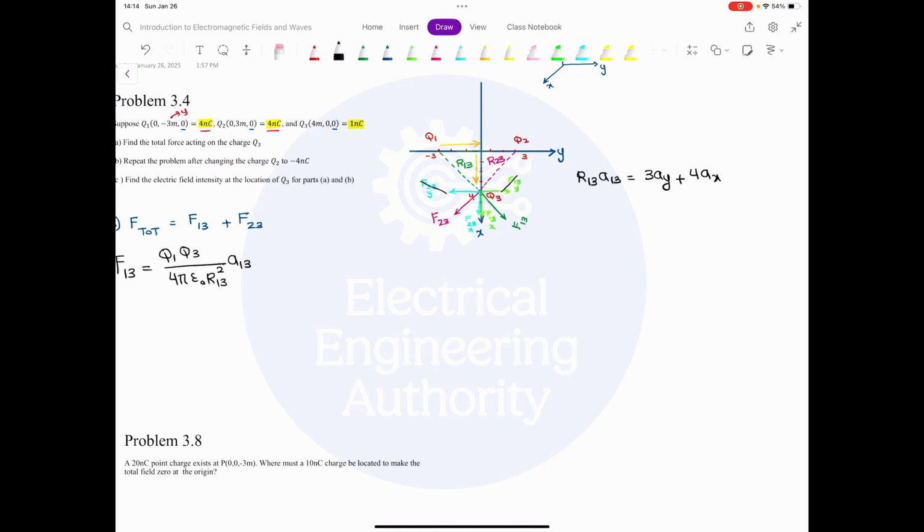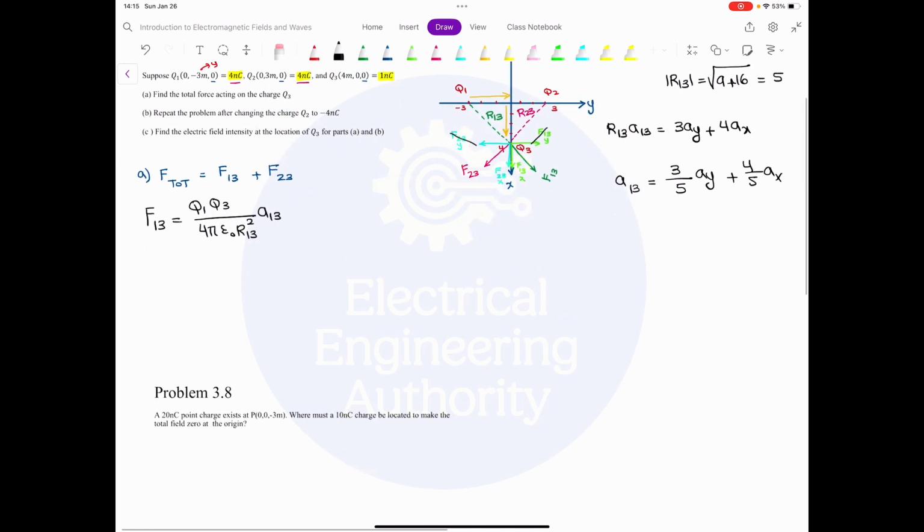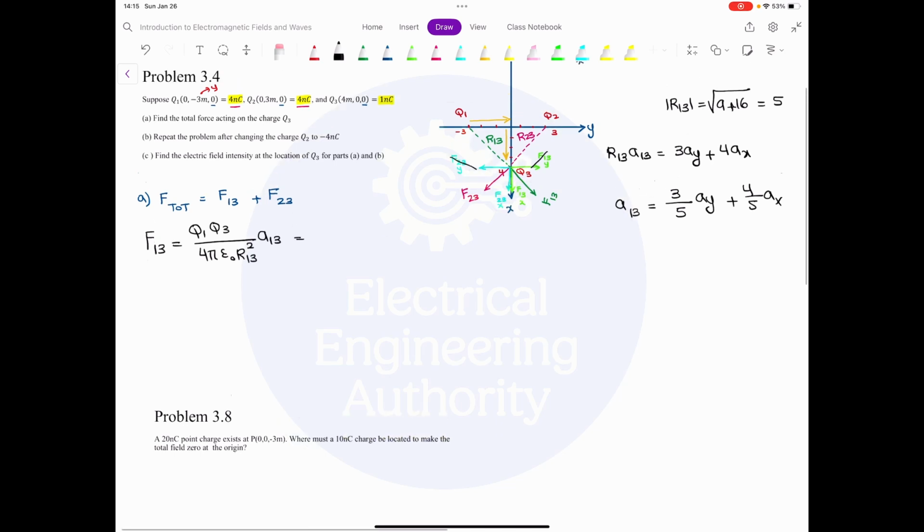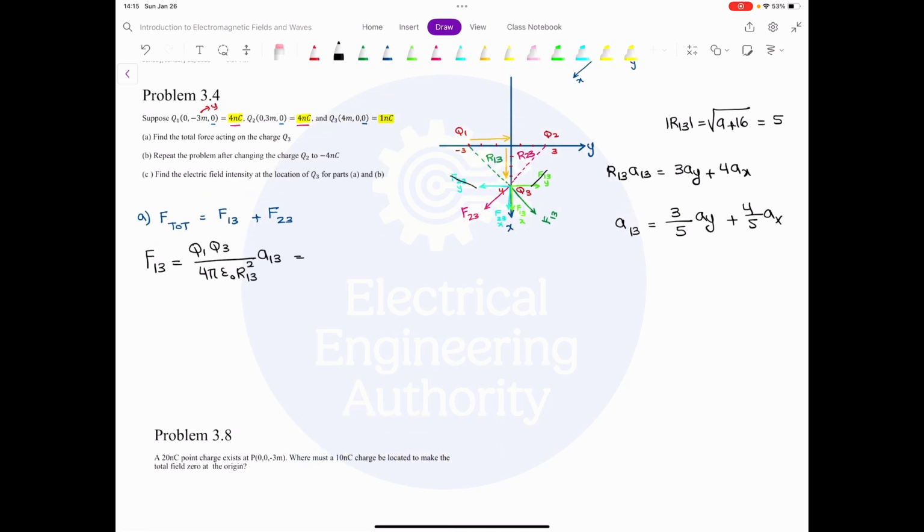So now here A13 will be equal to R over the magnitude of R. The magnitude of R, let's find it real quick here, is the square root of 9 plus 16, that is 5. So it's 3 over 5 AY plus 4 over 5 AX. Okay, now I'm going to just substitute in this equation. So Q1 was 4 nanocoulombs, so it is 4 multiplied by 10 to the negative 9 coulombs.